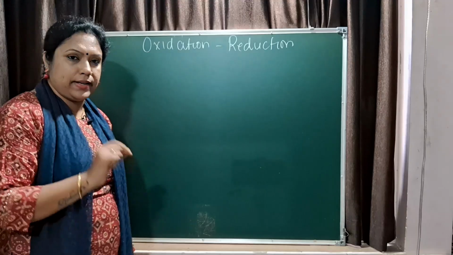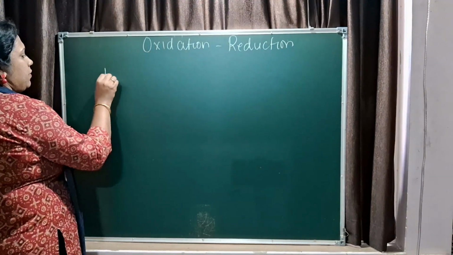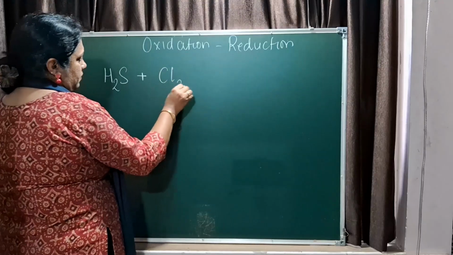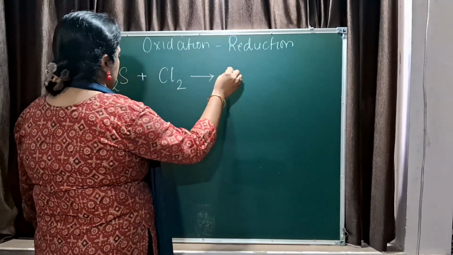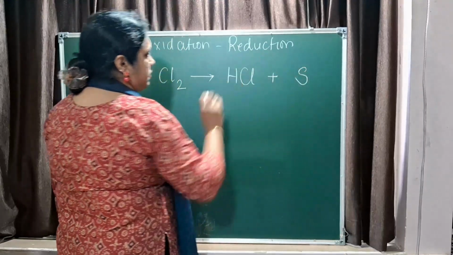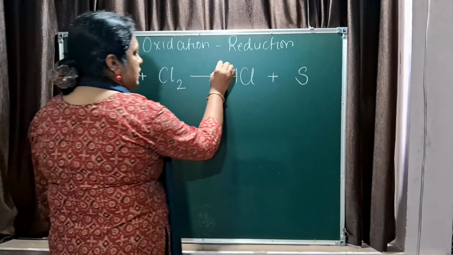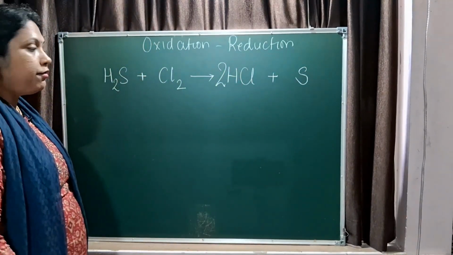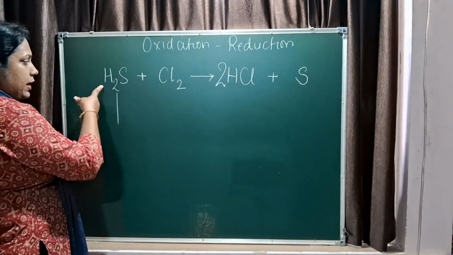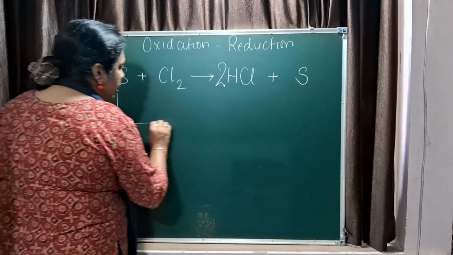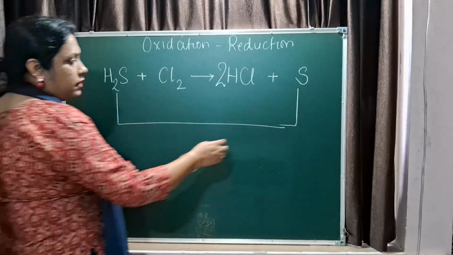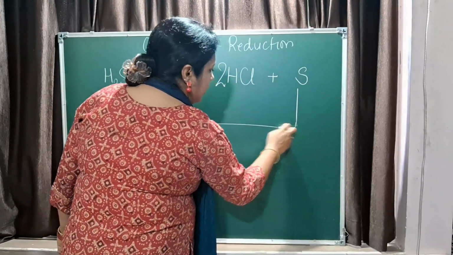Now I'll give you one example where you have hydrogen sulfide. When it reacts with chlorine, it forms hydrogen chloride plus sulfur. Right? It's not a balanced reaction. Let us balance it. Fine. This is a reaction. In this case, sulfur has hydrogen along with it, and it is losing that hydrogen. Correct? It is losing that hydrogen.